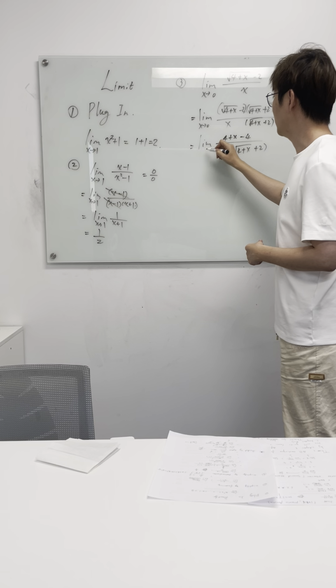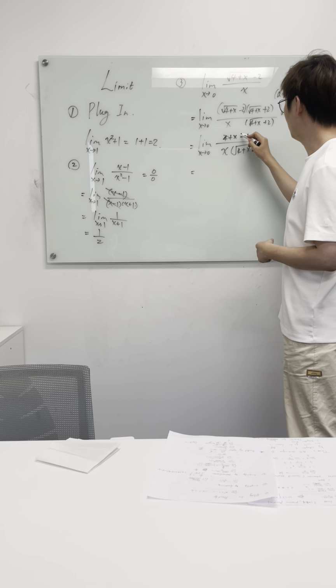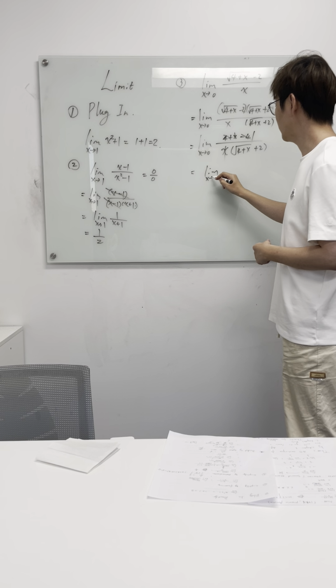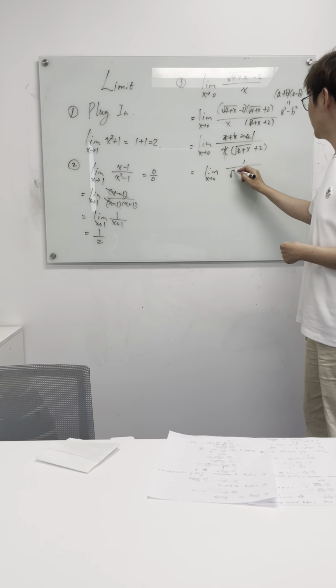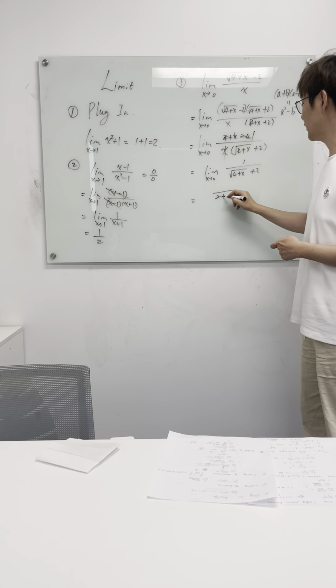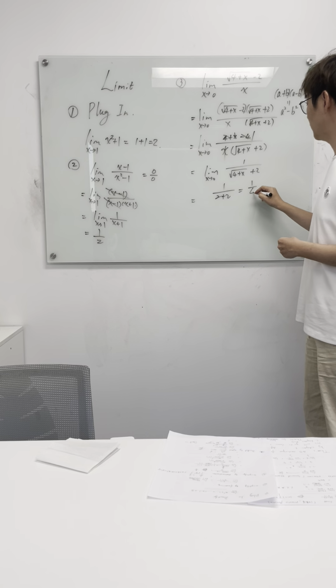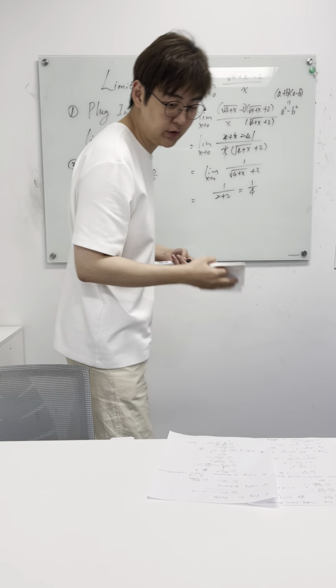Limit as x goes to 0. Here the 4 cancels out, you have x and x, also simplify, here is 1. So we have x going to 0, 1 over square root of 4 plus x plus 2. When x goes to 0, we have square root of 4, which is 2. So 2 plus 2 is 4, and we have 1 over 4. This is the third method, simplify by rationalization.